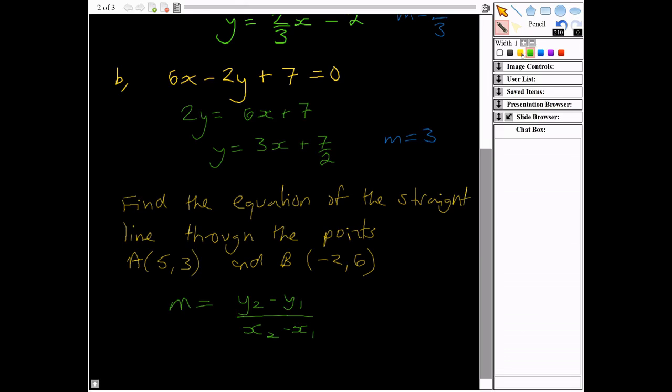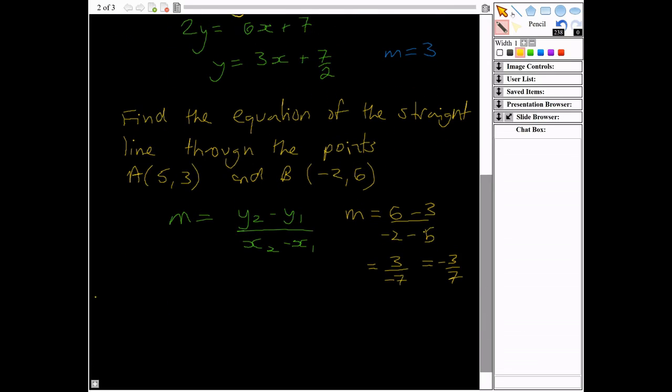So in this question, m is going to be, my y2 is the second value of y, which is this 6 here, and then minus the first value of y, which is this 3 here. And then that's going to be divided by the second value of x, which is negative 2, and then minus the first value of x, which is 5. So my gradient is going to equal 6 take away 3, which is 3, divided by -7. So I'll just write that as -3/7.